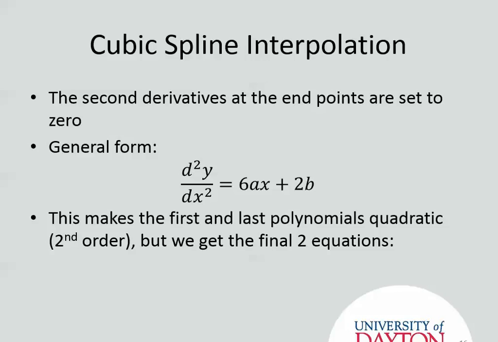And then I get one more equation, 6ax plus 2b, set equal to 0. What point is that going to refer to? What x and y point? 3. And then which polynomial is that referring to? Also 3. So it's my last polynomial through my last endpoint.